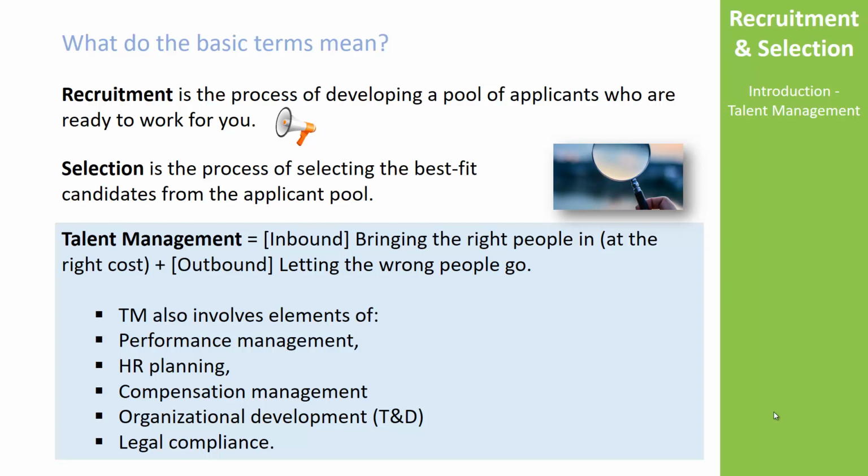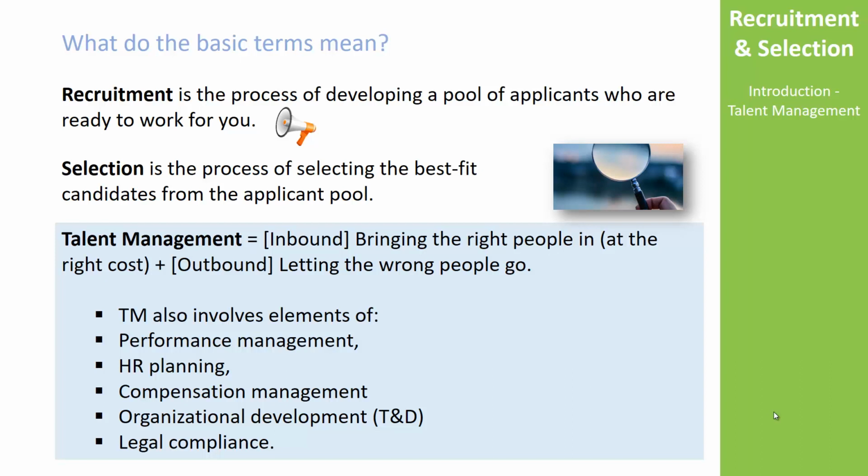He recognized that the people we need to find, the people we need to hire, and the people we need to keep and motivate and retain, they're talent. Talent allows an organization to get things done. For me to manage that talent, it can't just be about bringing the right people in. That's recruitment and selection, at the right cost, the best quality for the money I can afford. But talent management should also be the outbound side, letting the wrong people go. And we don't do that too often.